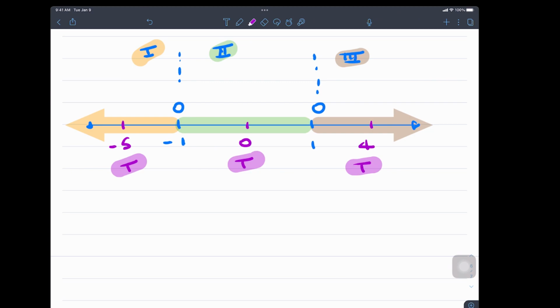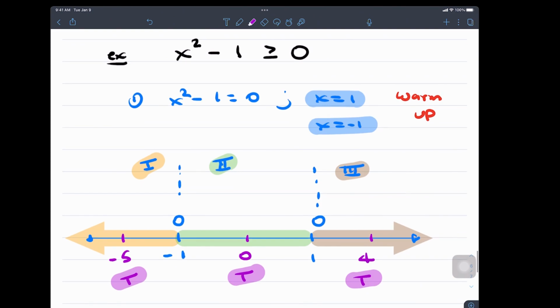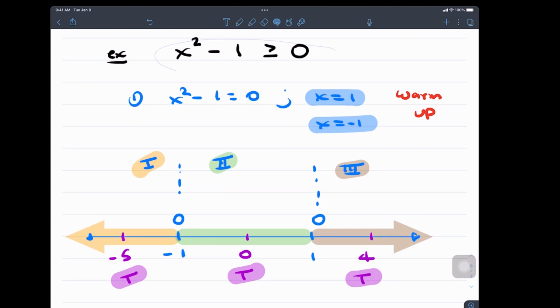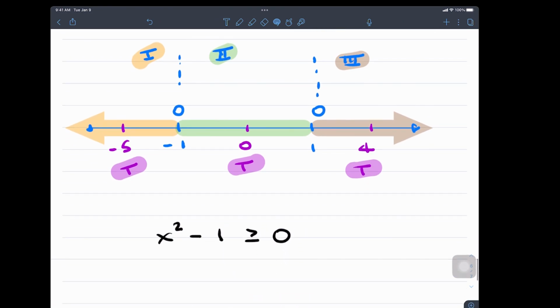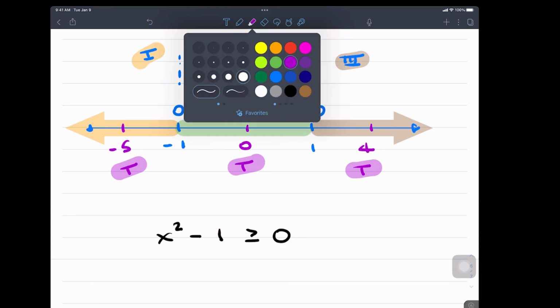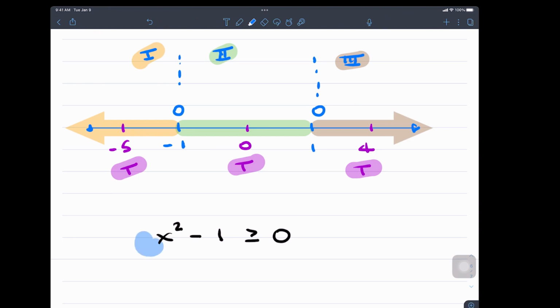Okay. So go back again. You say, well, what am I testing? You got to go back up here. What are you trying to find, ladies and gentlemen? You can't answer the question unless you know what's being asked, right? So they want to know where x squared minus 1 is greater than or equal to 0. This is the inequality sign. What does greater than 0 mean? Where it's positive. Is that right? We had those definitions.